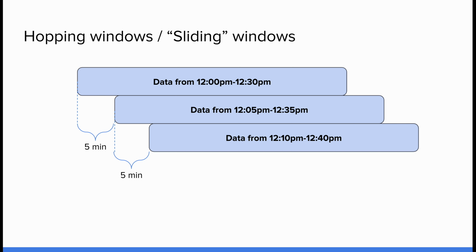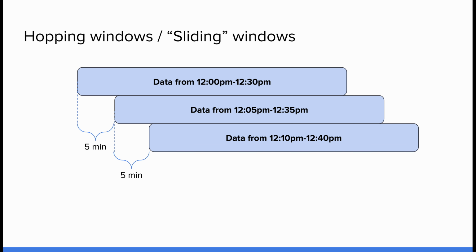You can imagine that this could be useful when you need to calculate a metric frequently, but you want the calculation to include a larger window of time. For example, if you're monitoring the stock market, you might calculate average stock price every minute, but have it include the last 10 or 20 minutes of data in your calculation. The key here is frequency and overlap. We set the size of the window and how frequently a new window starts, the hop size.